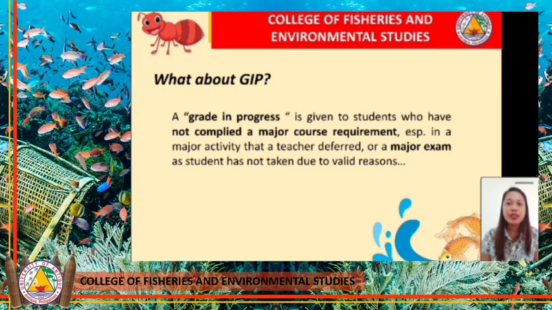Meaning to say, if you fail to take the midterm exam or final exam, or you fail to submit a major course requirement in a particular course, expect that you will obtain a grade of GIP or grade in progress.